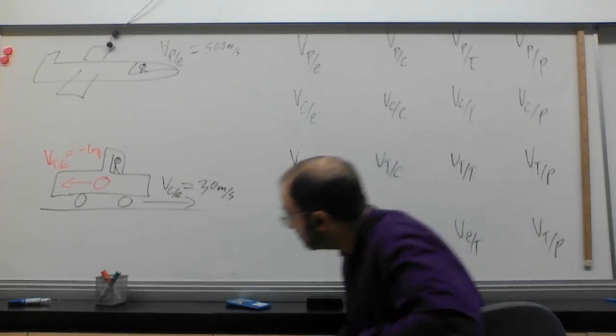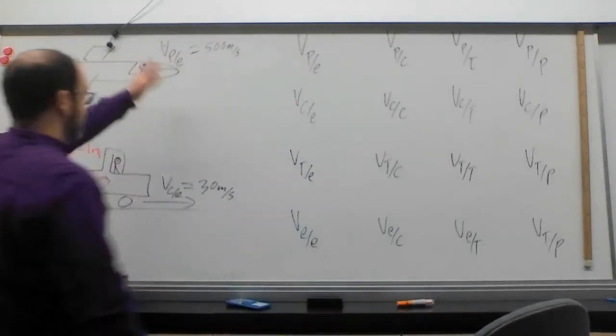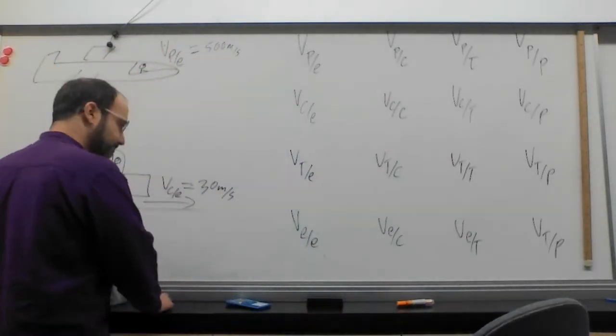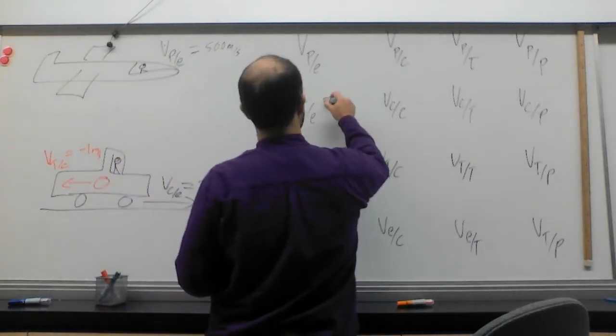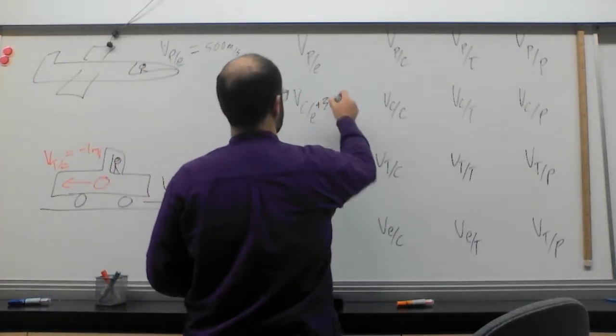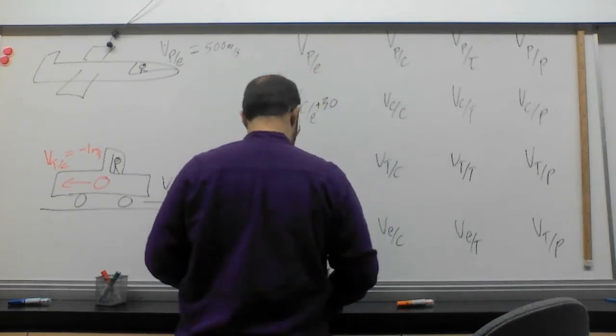All right. First things first. We already know some, so let's fill those in. The velocity of the car with respect to the Earth we know is going to be positive 30. We can write that a little better.